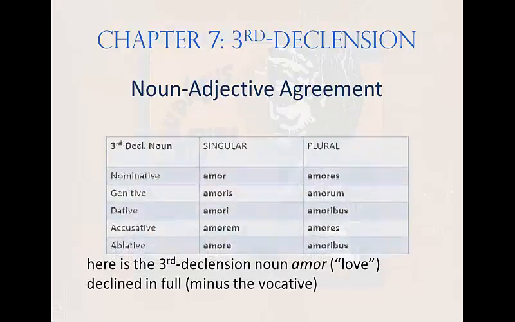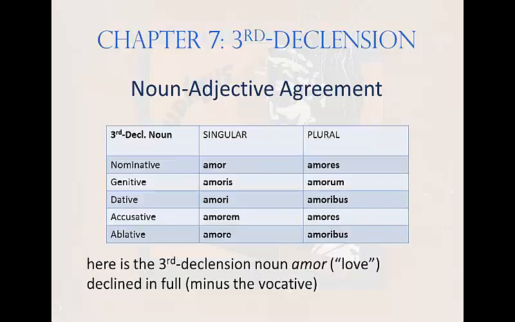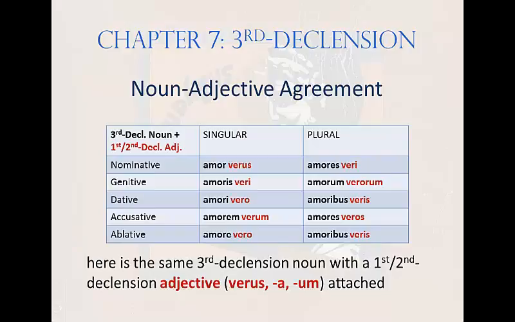Here's the third declension noun amor, meaning love, declined in full, minus the vocative, of course. If we were to add the first-second declension adjective verus, meaning true, creating the noun-adjective cluster true love, this is what that cluster would look like in Latin. Amor verus. Amoris veri. Amori vero. Amorem verum. Amore vero. In the plural, amores veri. Amorum verorum. Amoribus veris. Amores veros.